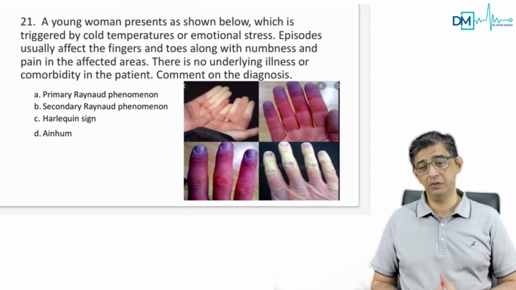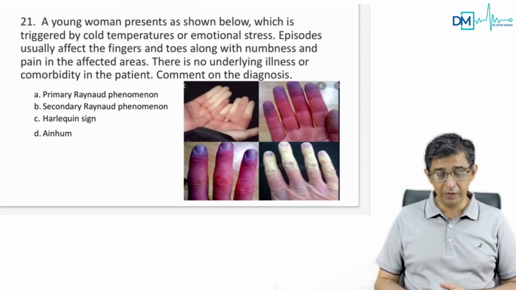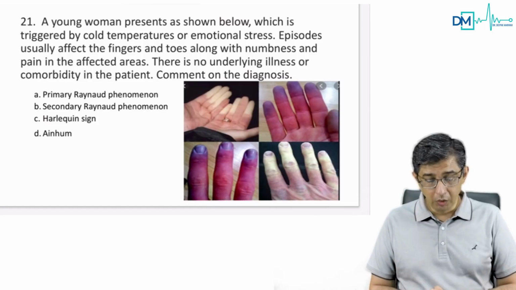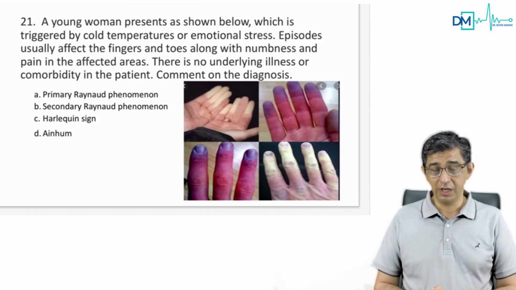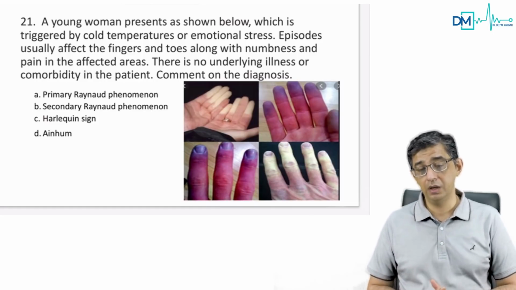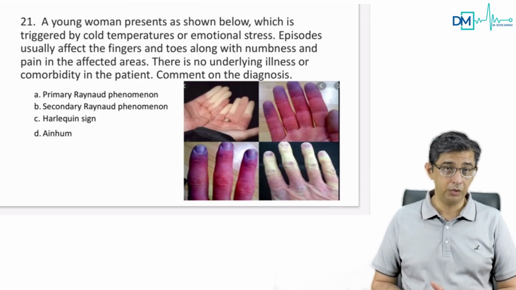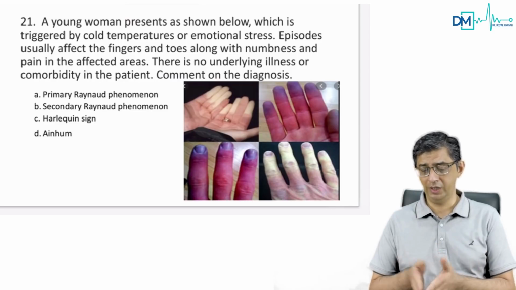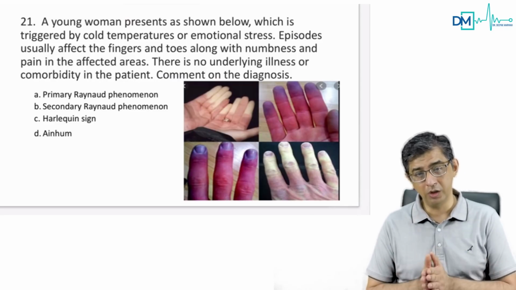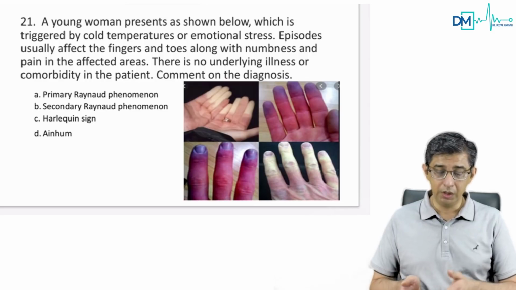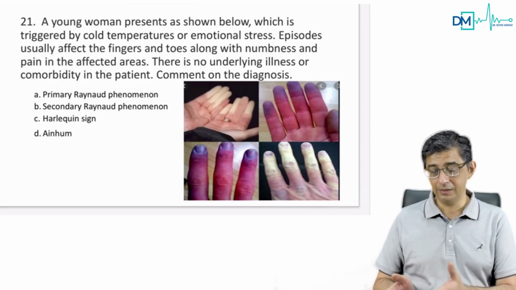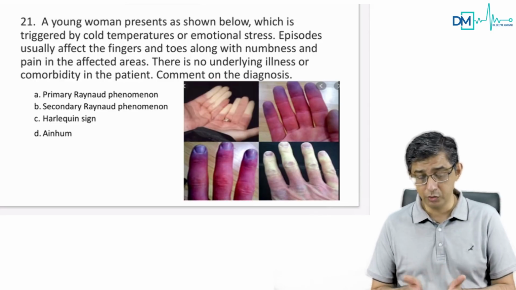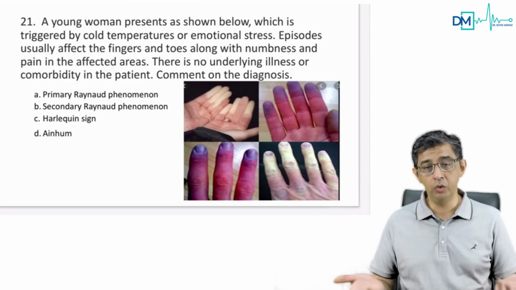Moving to the next one. Now even the surgeon will talk about it, but let me just solve it for you. This talks about a young woman who on cold temperature or emotional stress is having these episodes. You can see the finger colors changing from white to blue to red. In the previous years in the exam, they simply used to ask, what does it indicate? It indicates Raynaud's phenomenon. This time also he put up a question, but rather than simply giving an image and saying comment on the diagnosis, he put up a four-liner history, which is useless. The moment I read it, I know it's a Raynaud's phenomenon.